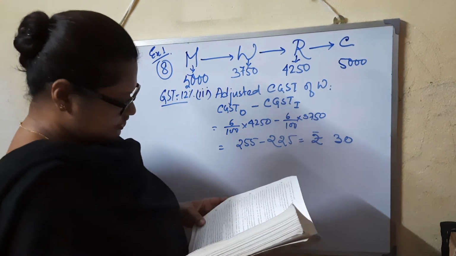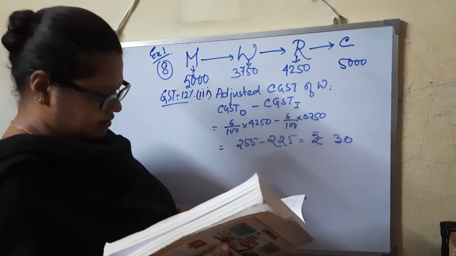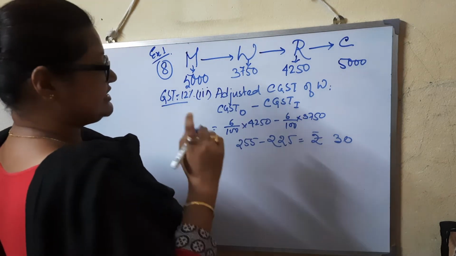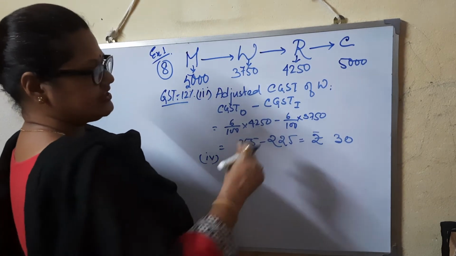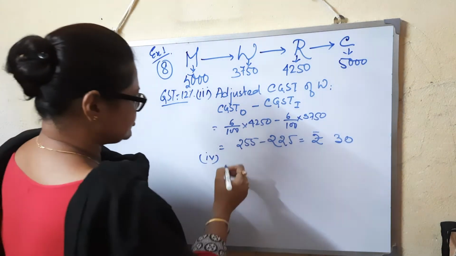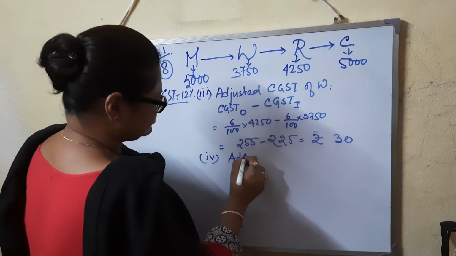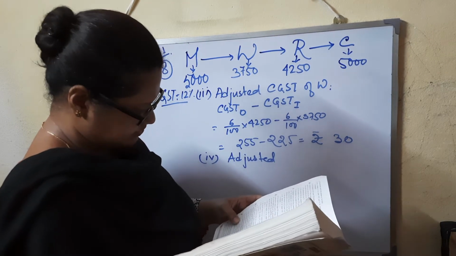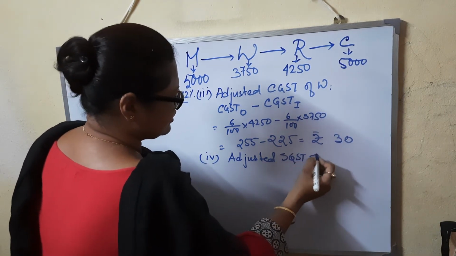The fourth part of this question states the amount of tax under GST which the retailer pays to the state government. Now the retailer's part. The retailer also gets a set-off because he is selling it to the customer. So same here, adjusted. This is being paid to the state government.